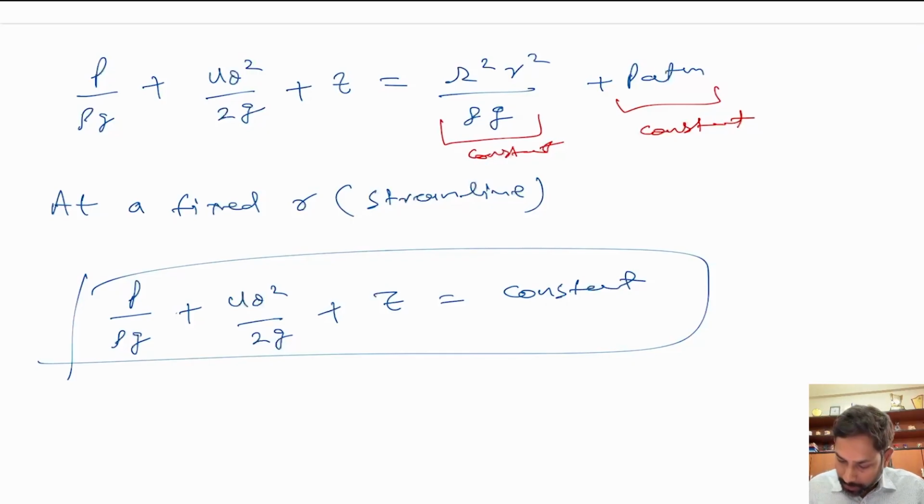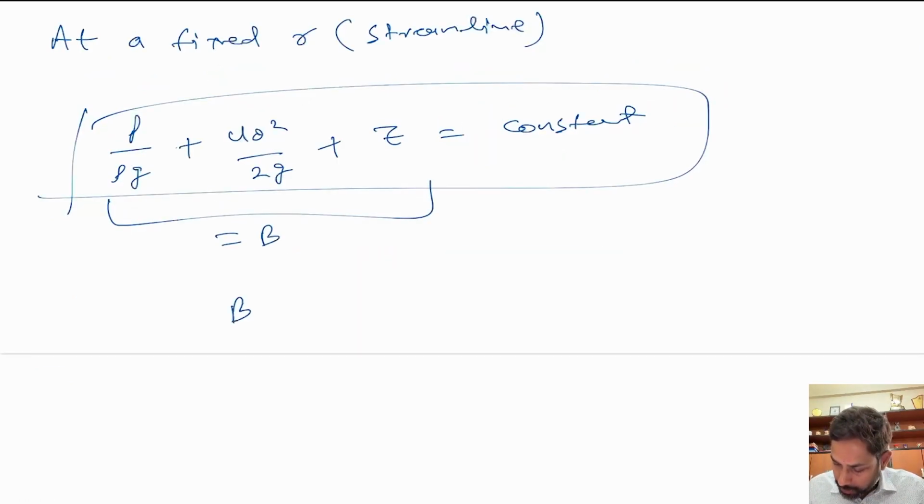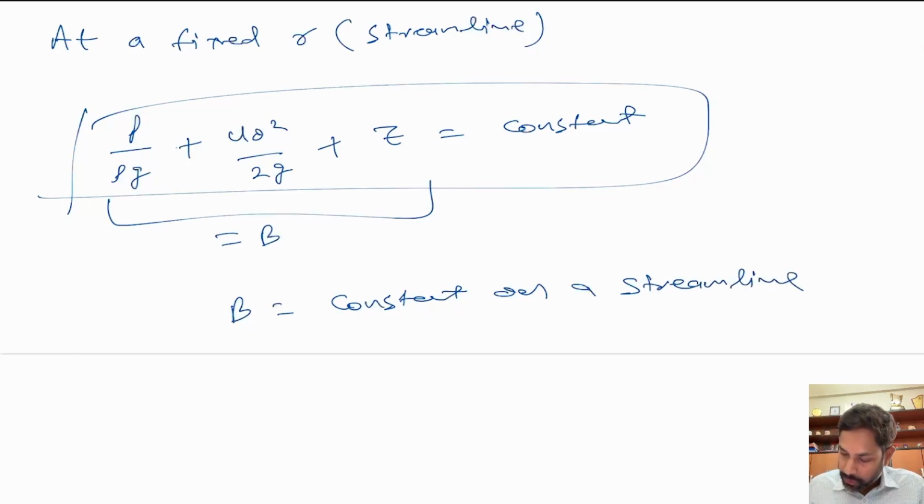That actually means that if we define this again as b, then b is a constant on a streamline. Okay, so the Bernoulli equation is satisfied on a streamline even for a forced vortex case. When the flow is rotational, it perfectly follows this equation, where p by rho g plus u theta square by 2g plus z is equal to constant on a streamline. Okay, so now we will see a free vortex case in the next lecture.